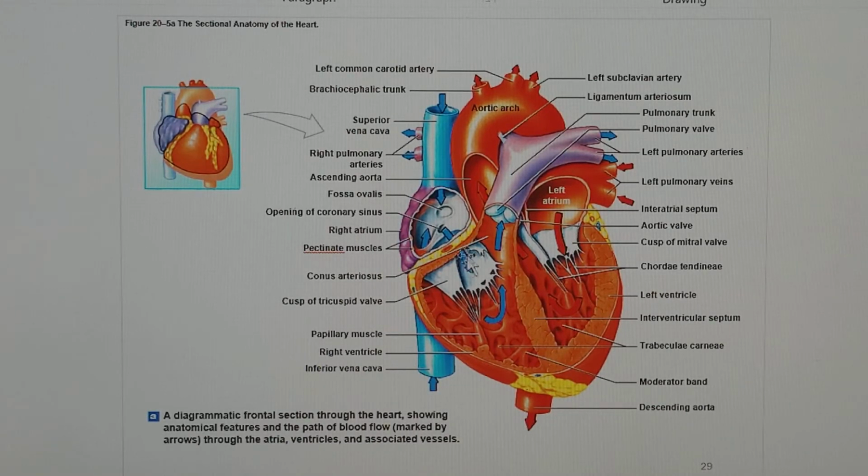So the AV valves would close when you squeeze. The blood would flow through the pulmonary and the aortic valve. Okay.